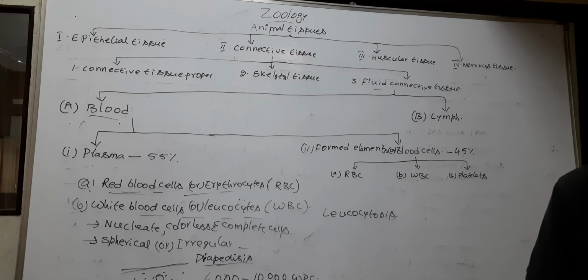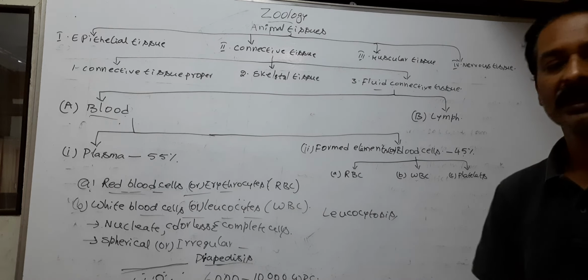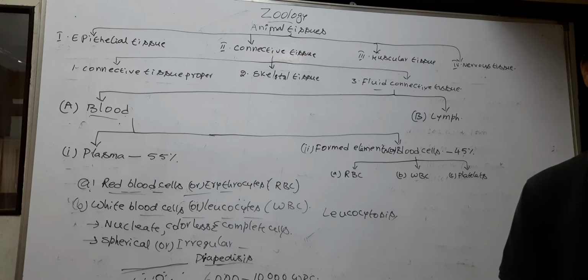An abnormal increase in the number of WBC is called leukemia. Leukemia is a blood cancer. So, an abnormal increase in the number of WBC is called leukemia. Leukemia causes blood cancer.